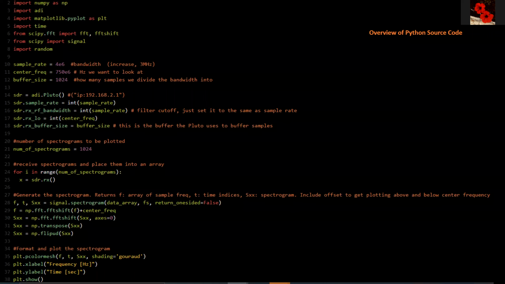After that, we create an array of received data, which is then passed to the spectrogram function. The spectrograms are generated using the inbuilt SciPy function. This function computes a spectrogram with consecutive Fourier transforms, so it takes in specified parameters like the time series of measurement values. It then returns three outputs: the array of sample frequencies, the time indices, and the spectrogram. We also included the offset to get plotting above and below the center frequency. In the final part, we plot and format the spectrogram with the y-axis being time and the x-axis frequency.